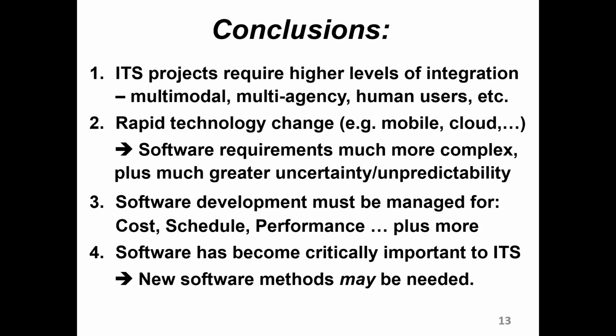Rapid technology change, more on mobile, cloud, big data, and things change very rapidly, so we have to be prepared for that change. The software requirements as a result are complex, and a key thing is there's much greater uncertainty and unpredictability than 40 years ago, when we were dealing with a few field devices over which we had complete control. So the question then is whether software development for the traditional paradigms of good software development apply, especially with uncertainty.